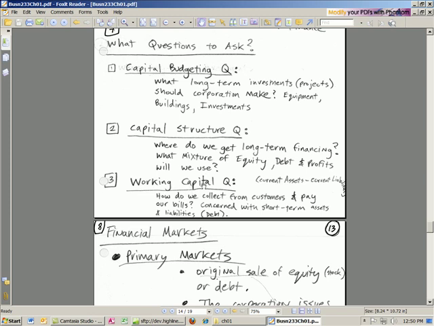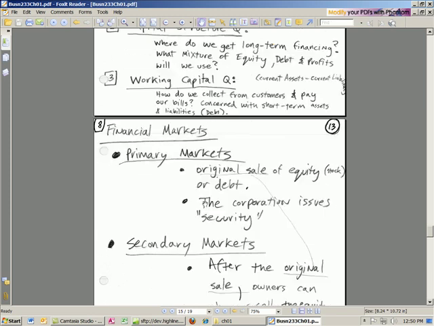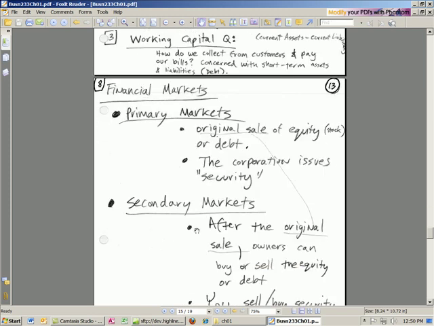And then working capital. This is the everyday nuts and bolts of running the business, right? This is short term. Current assets, current liabilities. We'll define those terms next chapter, chapter 2. It just means, in large part, your short-term cash coming in, cash going out. How do we collect from customers? How do we pay our bills? Topics like that are concerned with working capital. All right, we talked about financial markets, primary, secondary.